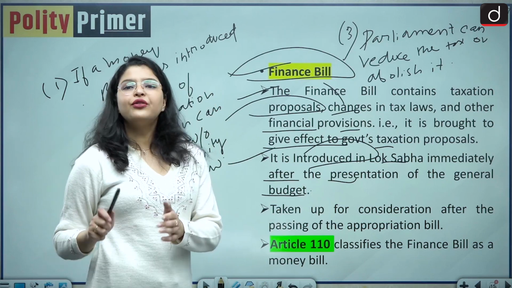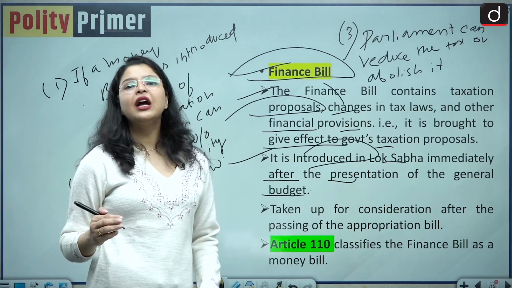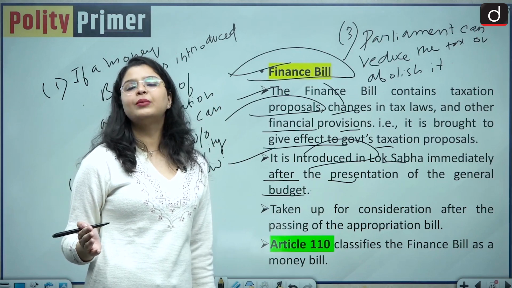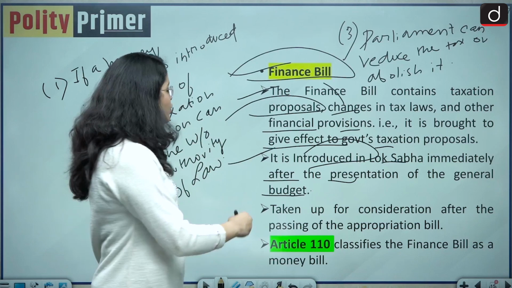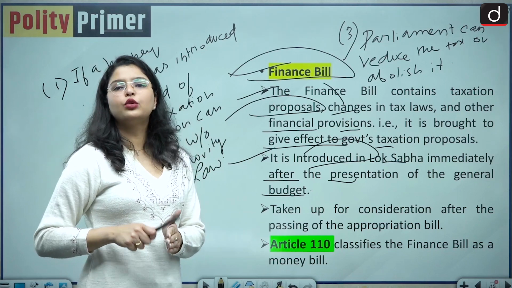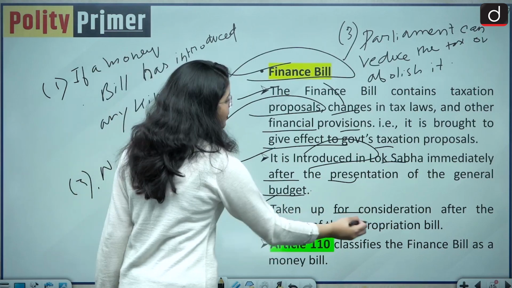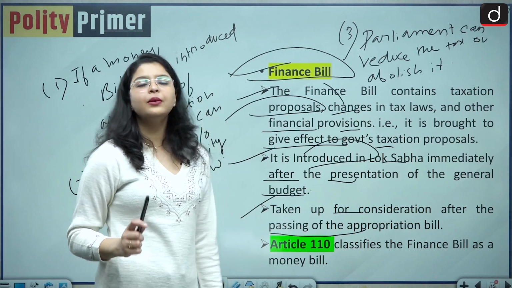So you know the difference between Finance Bill 1, Finance Bill 2 and Money Bill. Okay, and we have discussed this in our Polity Primer lectures. So you can watch that for understanding the difference between Finance Bill 1, Finance Bill 2 and Money Bill. And it is taken up for consideration after the passing of the Appropriation Bill.